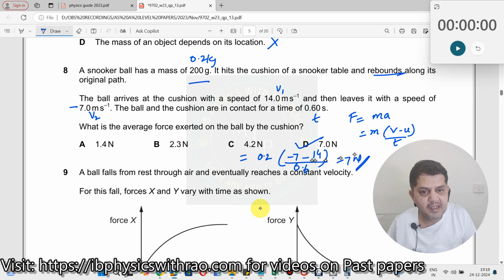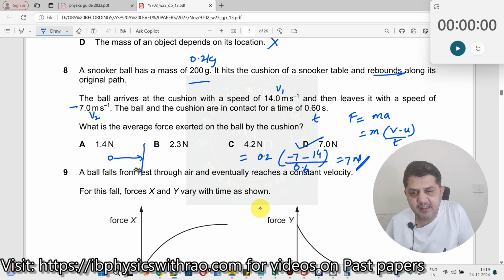Okay, if you ask me why did you get this minus 14, see, it is something like this. You have a ball which comes like this, it hits here and then it goes back like this over here. So what is it that you need to do? You need to consider which is the x-axis and which is the y-axis. The x-axis is your x-axis. What is your y-axis? The y-axis is this axis.